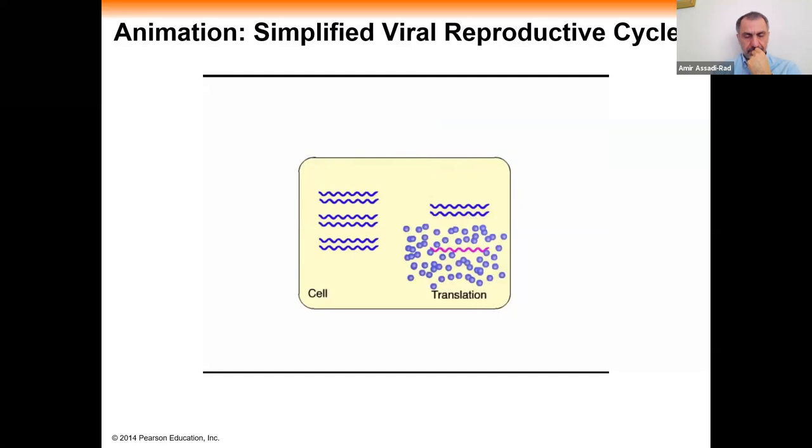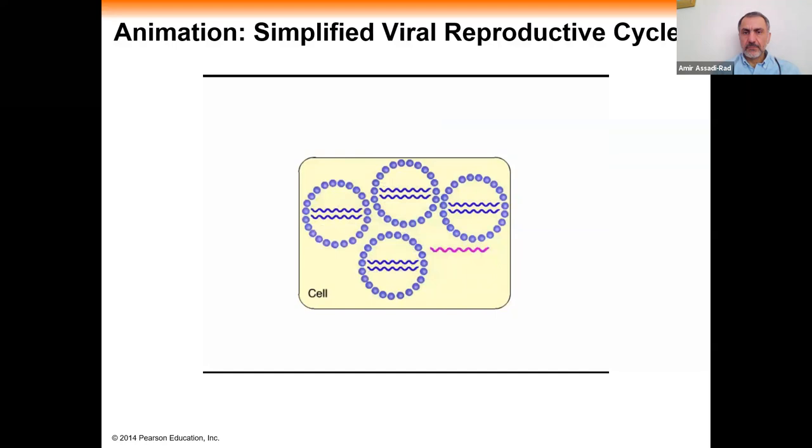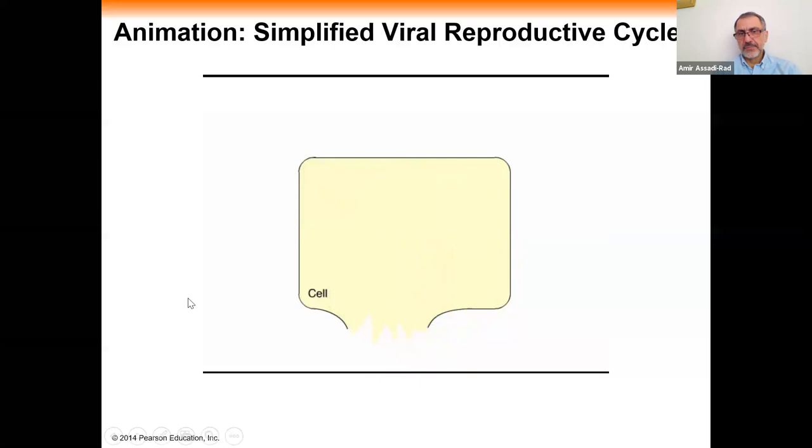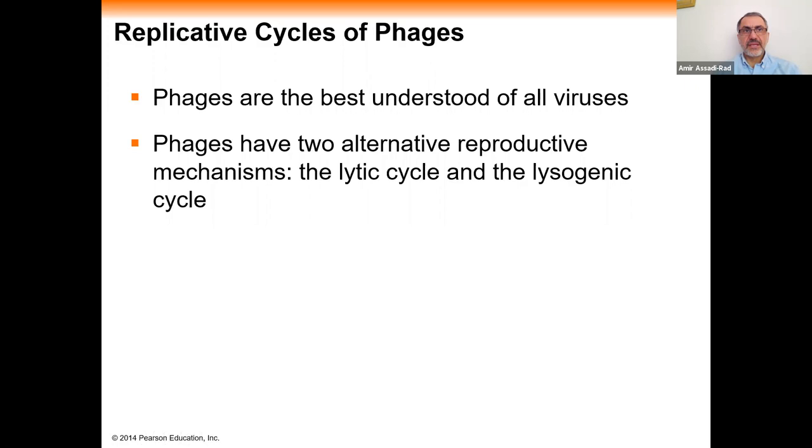Viral DNA and capsid proteins then assemble into new viruses. Mature viruses leave the host cell, often destroying the cell in the process. The viruses can go on to infect other cells, spreading the viral infection. Okay, pretty much it said everything in a nutshell that you need to know.